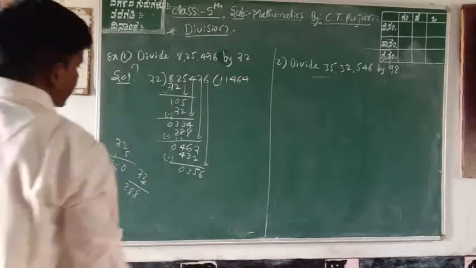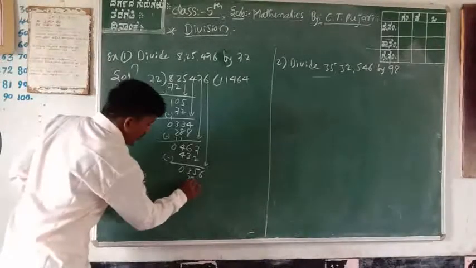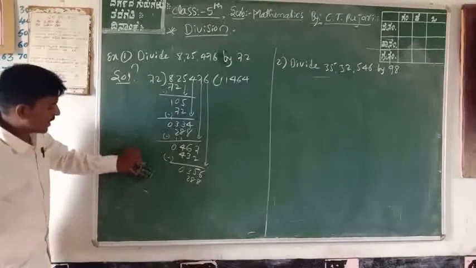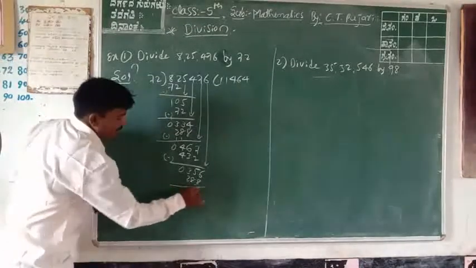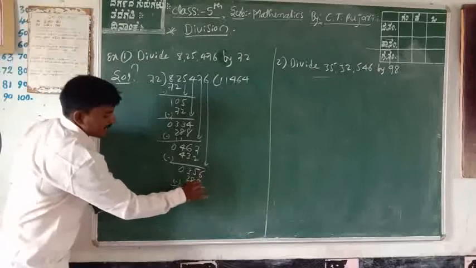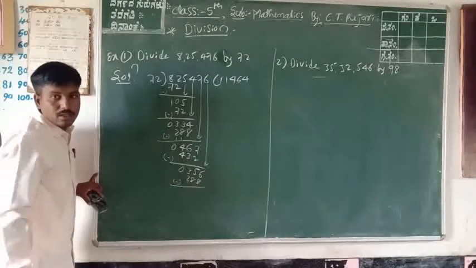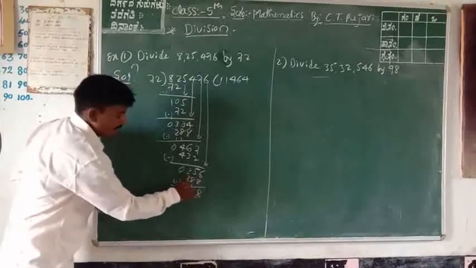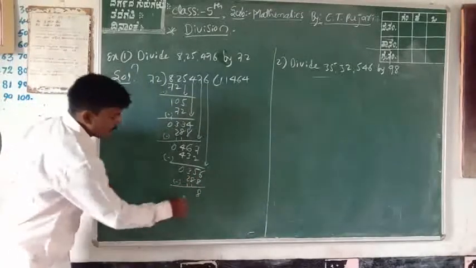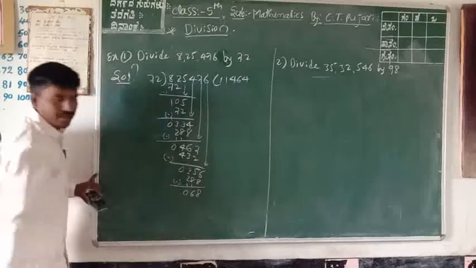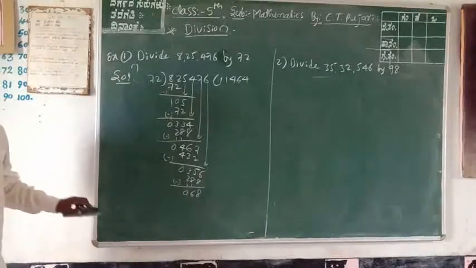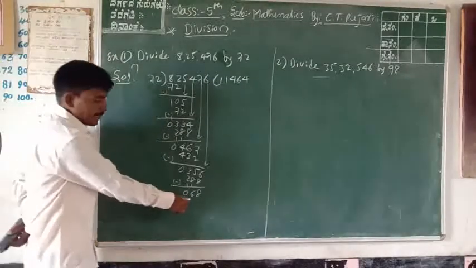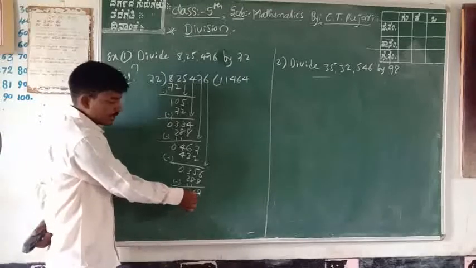Next, therefore 288. Next you can take the remainder. Next again minus: 6 minus 8 is impossible. You can take carry 1, 16 minus 8 is 8. Again you can take carry 1, 15 minus 9 is 6. The remainder is 0. Therefore this example is over. 68 is the remainder.